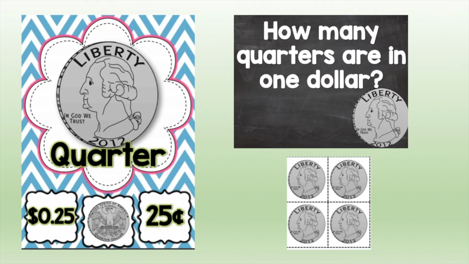If you said you could use a quarter, you are correct. There are 4 quarters in $1. A quarter is larger than a nickel in size and worth 25 cents. It can be written as 25 with the cent symbol or dollar sign 0.25. There are 4 quarters in $1.